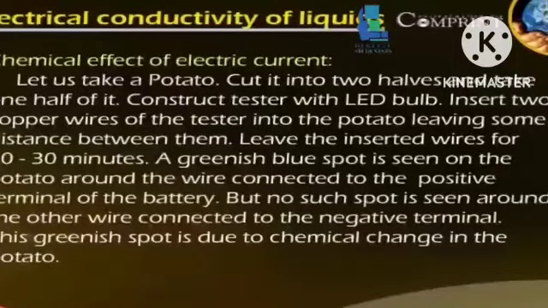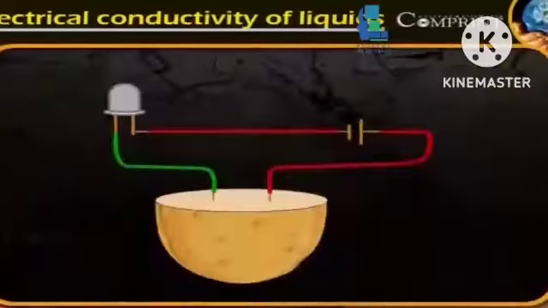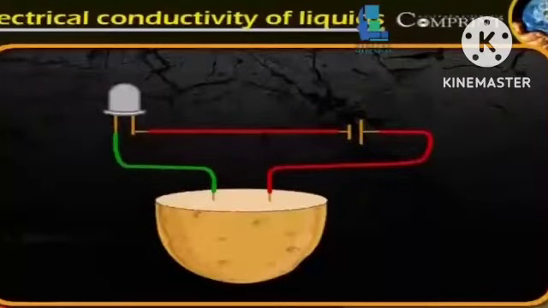Chemical effect of electric current. Let us take a potato. Cut it into 2 halves and take 1 half of it. Construct a tester with an LED bulb. Insert 2 copper wires of the tester into the potato, leaving some distance between them. Leave the inserted wires for 20 to 30 minutes.